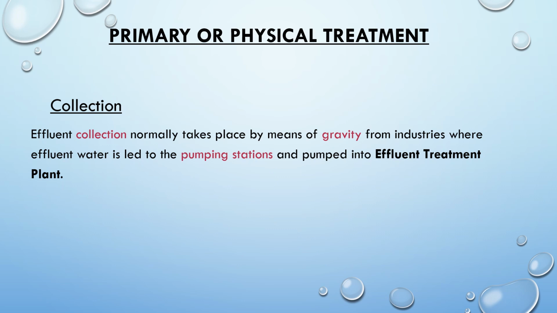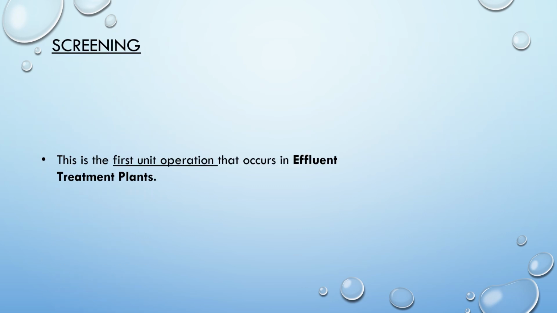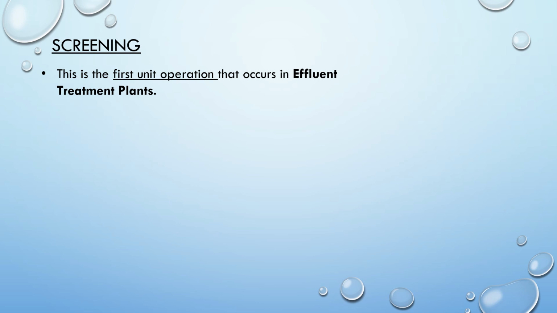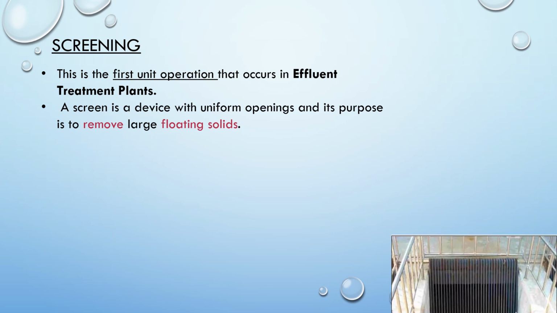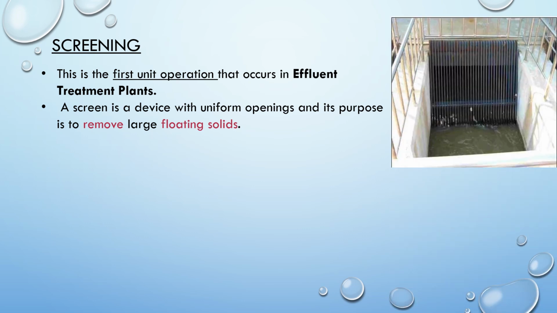Collection. Effluent collection normally takes place by means of gravity from industries, where effluent water is led to the pumping station and pumped into the effluent treatment plant. Screening. This is the first unit operation that occurs in effluent treatment plants. A screen is a device with uniform openings, and its purpose is to remove large floating solids. This is the picture of bar screens.